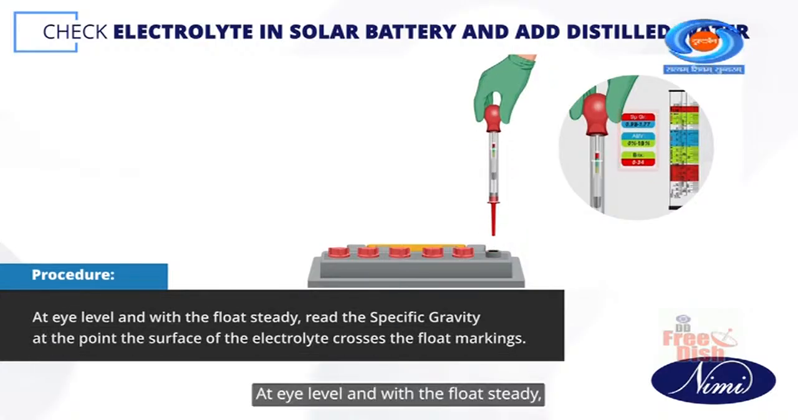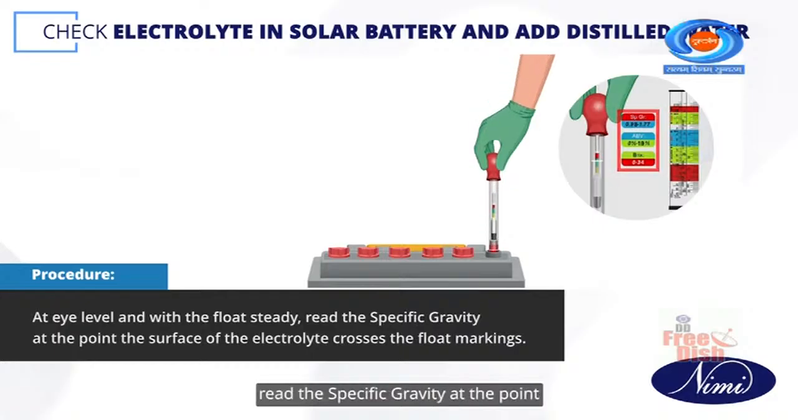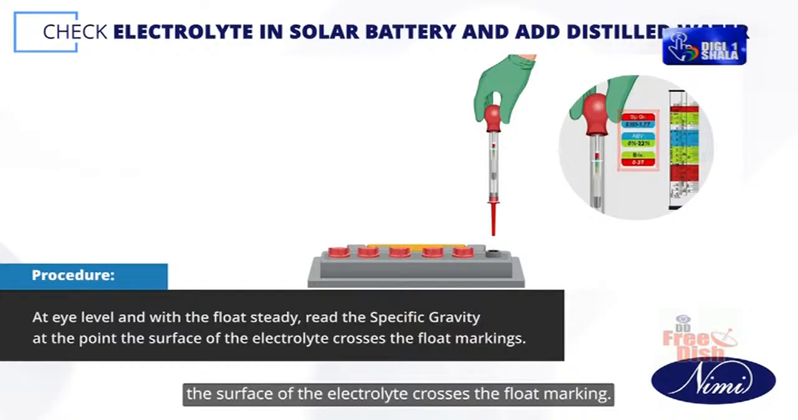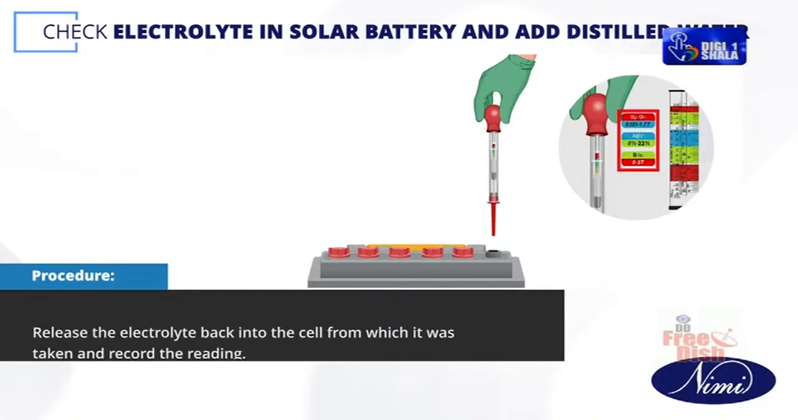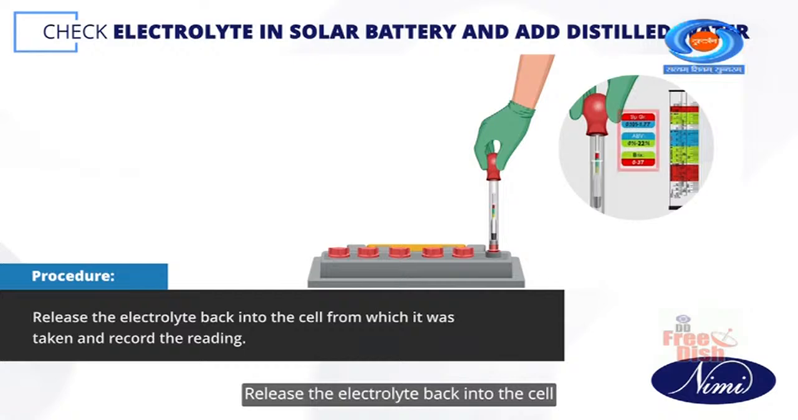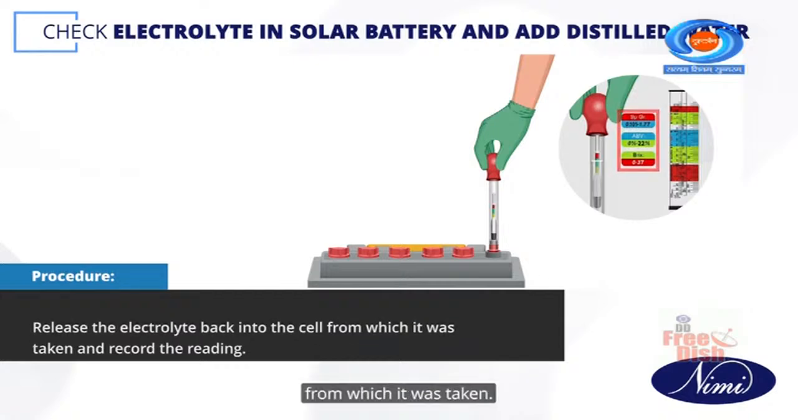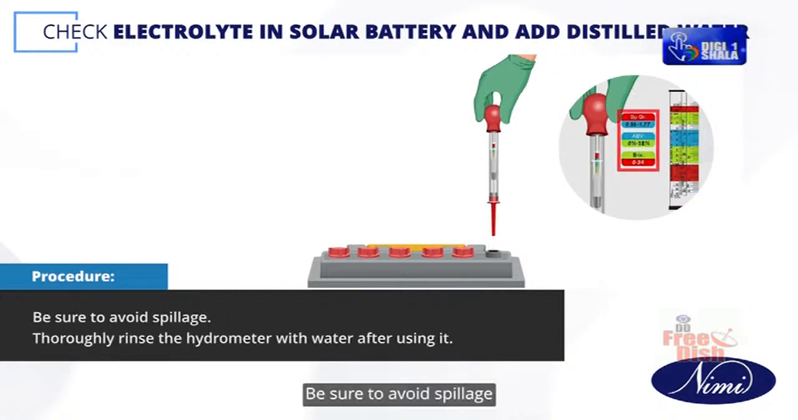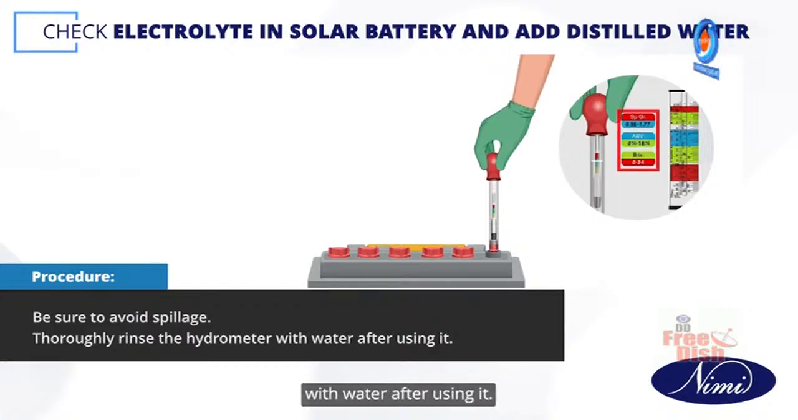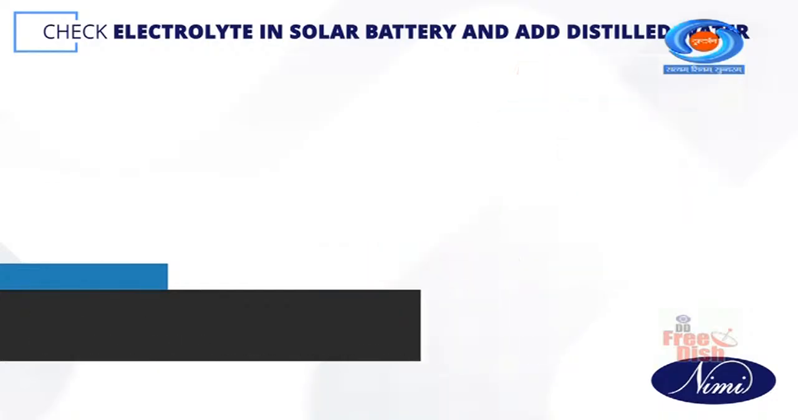At eye level and with the float steady, read the specific gravity at the point the surface of the electrolyte crosses the float marking. Release the electrolyte back into the cell from which it was taken. Be sure to avoid spillage and thoroughly rinse the hydrometer with water after using it.